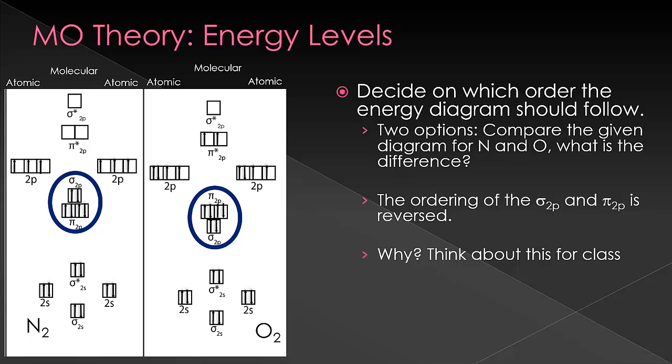Once you've chosen the correct ordering, all the orbitals will be filled from low to high with only 2 electrons per orbital, and 1 must be spin up and 1 must be spin down.